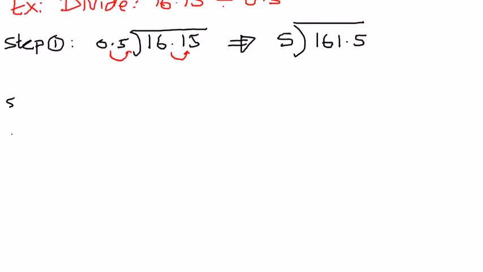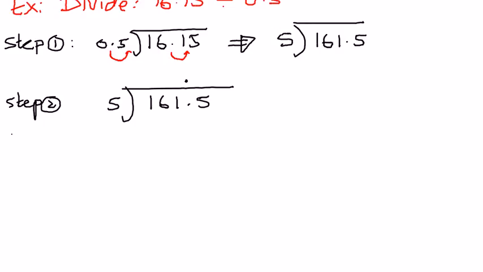So we'll call that step 2. 161.5 divided by 5. And we're going to place the decimal right above the decimal place where we have it in there. And now we're going to perform the division as if we're going to do the division with whole numbers. 5 times what number is equal to or less than 16? 5 times 3 is 15. So therefore 16 minus 15 is 1.